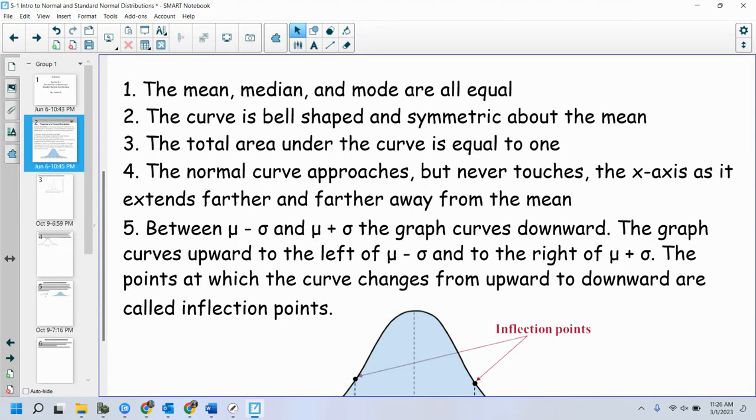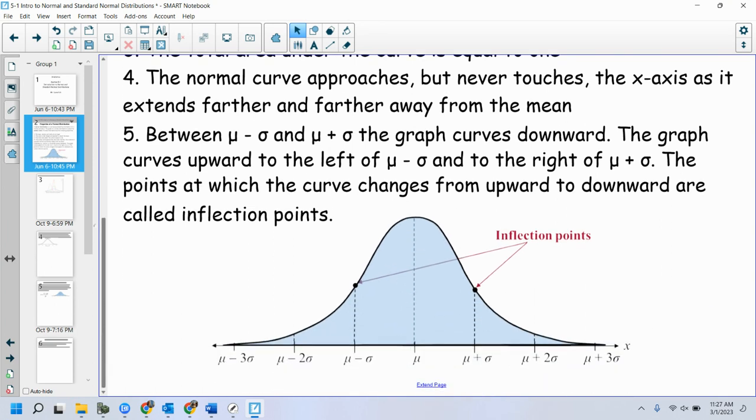The normal curve approaches but never touches the x-axis. It's an asymptote. On either side, it will never touch the axis, but will get closer and closer to it as it extends farther and farther away. You can say that the limit as x approaches infinity of either side, positive or negative infinity, is going to be 0, but it will never actually reach 0. Interesting wording here for my calculus students.